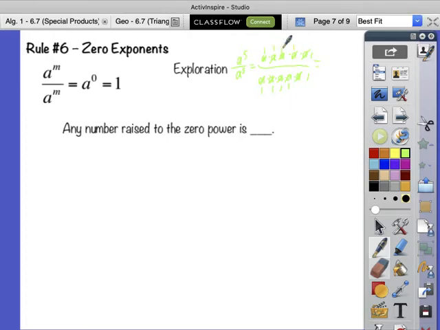On the top, 1 times 1 times 1 times 1 is 1. On the bottom, same thing. So we end up just getting 1.